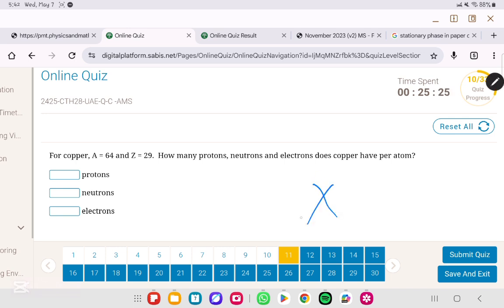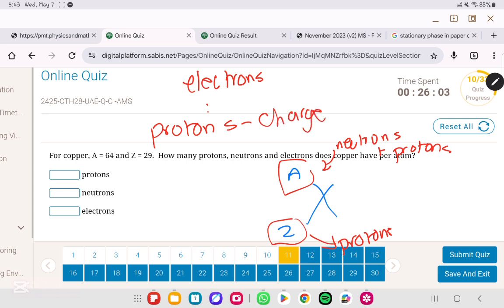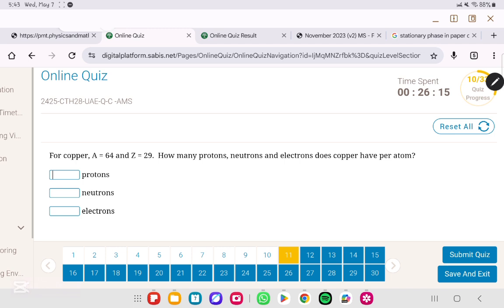Okay, look, when you have an element, X, A, Z. A is what? The mass number, meaning number of neutrons plus protons. Z is what? Z is the number of protons. And the number of electrons is what? The number of electrons, it is the protons minus the charge. So in this case, since the charge is 0, that means the protons are gonna be equal to what? To the electrons. So the protons in this case, it is the number Z, which is 29.